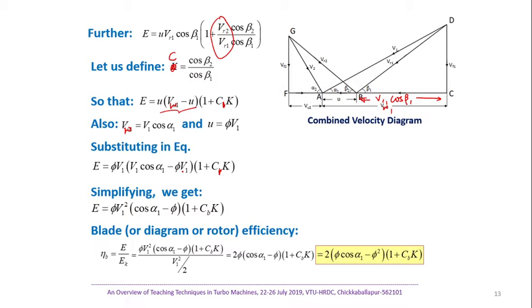So this becomes further, if I take V1 outside, 5V1 square, cos alpha 1 minus 5, into 1 plus KC. Now divide this by V1 square. Blade efficiency is given by work done by total energy at the inlet. So that becomes 5V1 square cos alpha 1 minus 5, 1 plus KC, over V1 square by 2. If I reduce this, V1 square goes off. Remaining is 2 into 5 cos alpha 1 minus 5, 1 plus KC. So this is the important derivation.